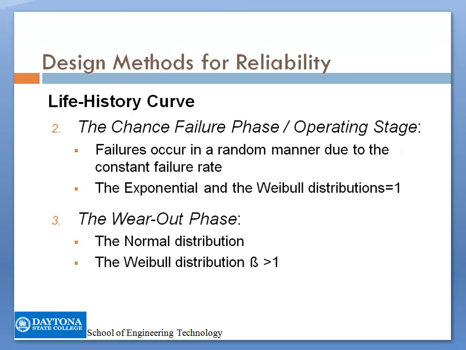In the second phase, you see that failures will occur in a random manner, and this is due to the constant failure rate. And you can use either the exponential or the Weibull distribution, where beta will be equal to 1. Now in the third phase, the wear-out phase, you can use either the normal distribution or the Weibull distribution, where beta is greater than 1. And at this phase, you're going to see that the failure rate will start increasing.